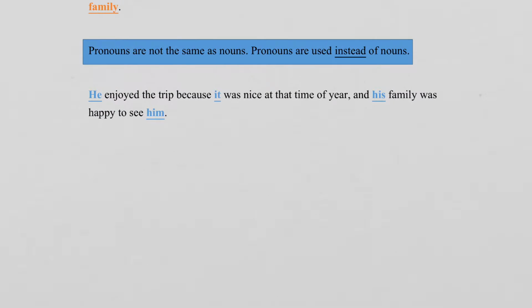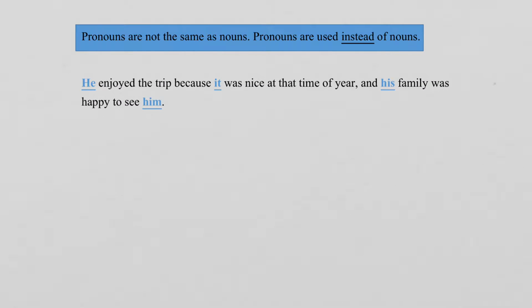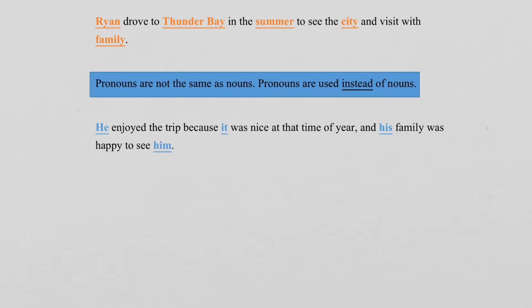Probably the most important thing to remember for this video is that pronouns are not the same as nouns. Pronouns are used instead of nouns. Let me just read this sentence. He enjoyed the trip because it was nice at that time of year, and his family was happy to see him. For this example, there are some nouns in the sentence, but I wanted to underline only the pronouns so that you could see them easily.